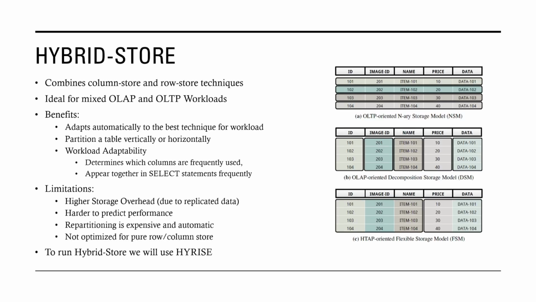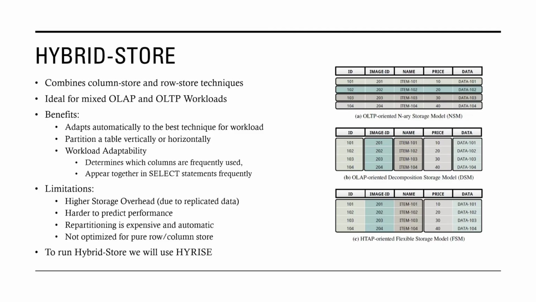Finally, we will look at our hybrid store model. This architecture combines techniques from both column store and row store. This is ideal for mixed OLAP and OLTP workloads. The key benefit is its ability to adapt automatically to the best technique for the workload. It can partition a table vertically or horizontally. This involves determining which columns are frequently used or appear together in select statements frequently.